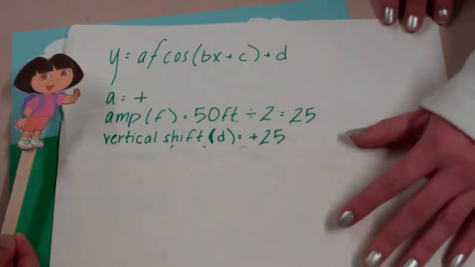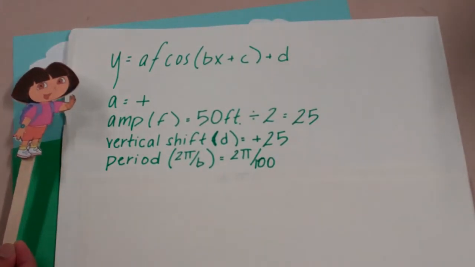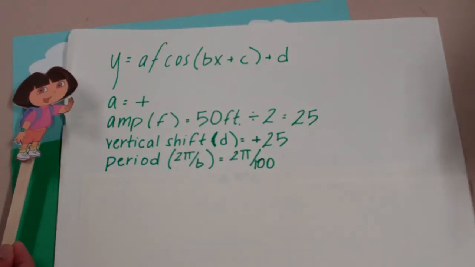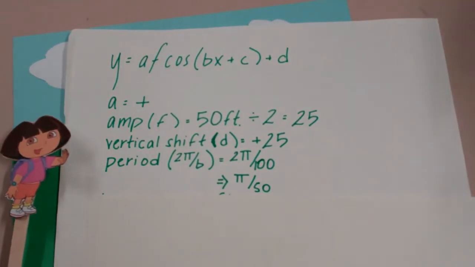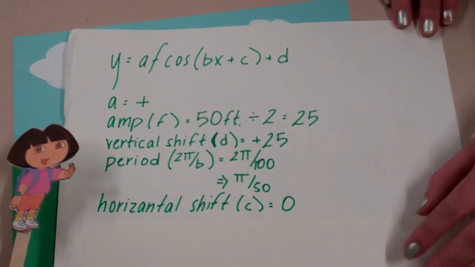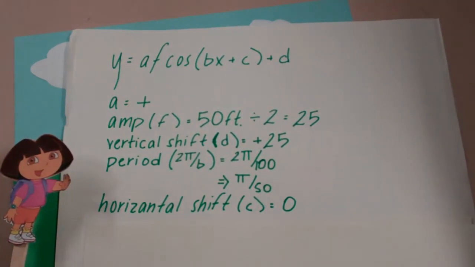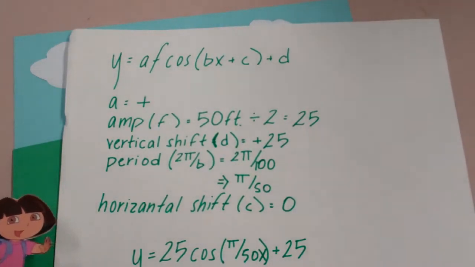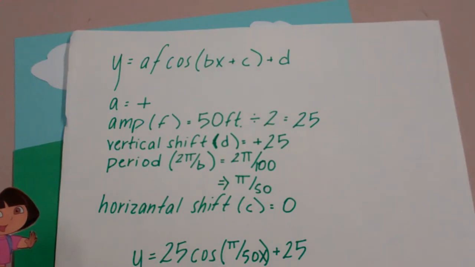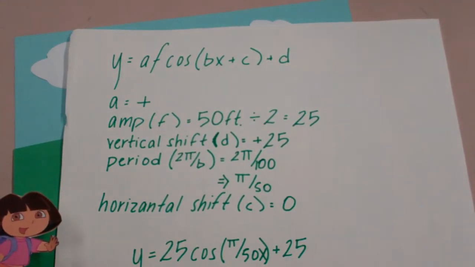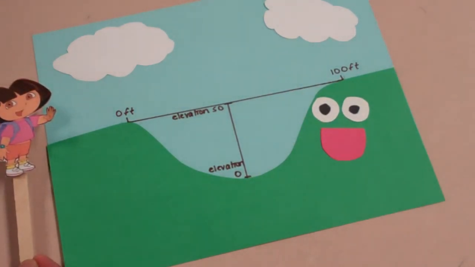Since the distance from each hill is 100 feet, you can calculate the b value using the equation 2 pi over b is equal to the period. After calculating, the b value equals pi over 50. There is no horizontal shift since it starts at its high point and is a cosine graph, which makes our c value 0. And by doing these equations, the equation is found to be 25 cosine (pi over 50 x) plus 25. You're right.